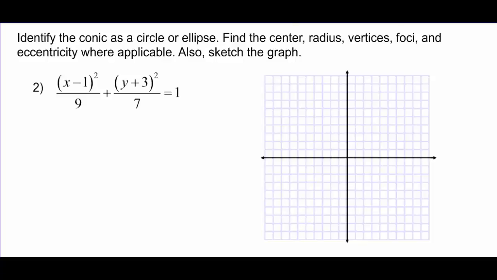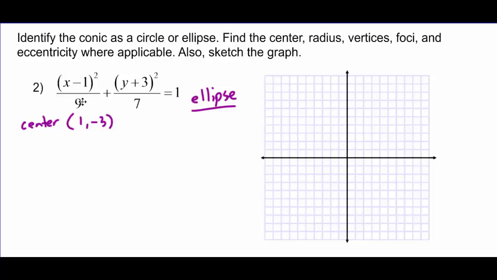All right, we have the same instructions on this next one. Let's work on it. As you can see probably right away, we have some new things to deal with. For one, we have a center that's moved off the origin. It's at 1 and -3 this time. I probably should point out, I didn't write it or say it, but I noticed right away with a 9 and a 7 here, this is definitely an ellipse. Okay, so we found the center. Radius doesn't apply. We're going to need to find vertices, foci, eccentricity, and sketch the graph.